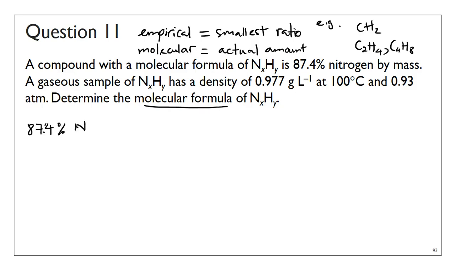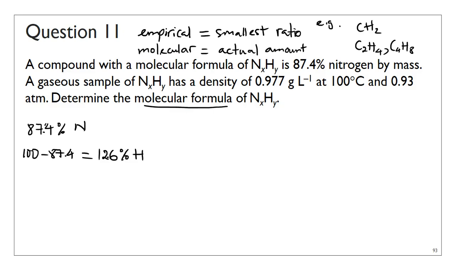Which means that the remaining percentage has to come from hydrogen, because if you look at the formula, there are only two elements present. So 100 minus 87.4, which is something, I may have made that up, 12.6% is hydrogen. Is that even right? I'm kind of paranoid sometimes, so it is right. Okay, I should have trusted my mental maths. Right, so 87.4% is nitrogen, 12.6% is hydrogen.